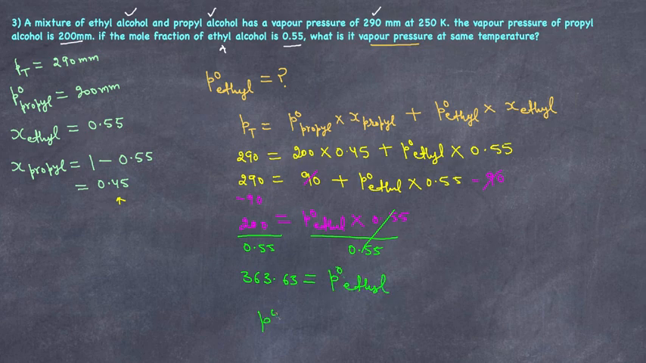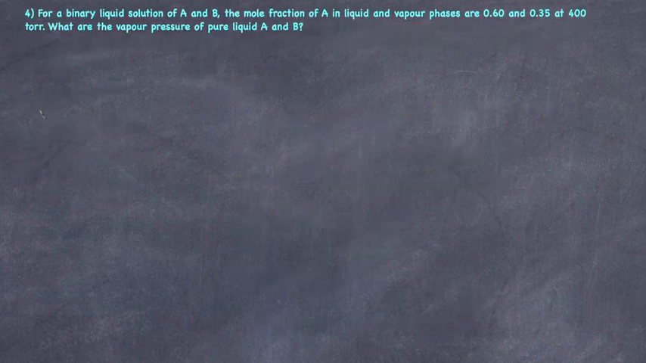So that means P naught ethyl, the vapor pressure of ethyl alcohol, is going to be 363.63 mm. Do not forget the units. As they gave it in mm, it is going to be in mm. So this was a relatively easy problem, but you never know. So practice easy and then you can move forward towards more difficult problems. Now let's go to the next one.